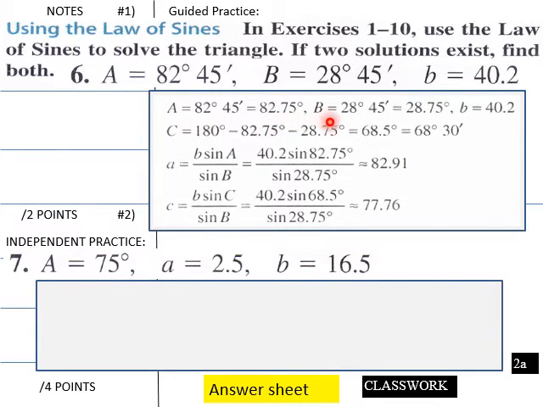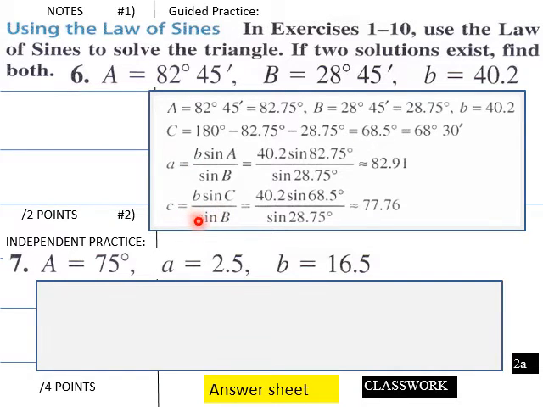We have our two angles, and to find C, we subtract our two angles up here from 180, and we get 68 degrees 30 minutes. And now to find the length of side a, we have b sine A over sine B, and then we plug in our known values, and we come out to 82.91 for the length of side a.